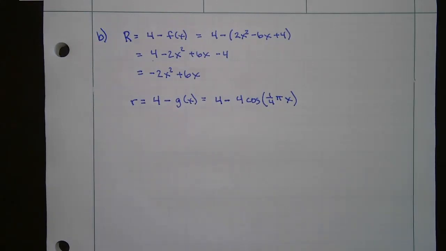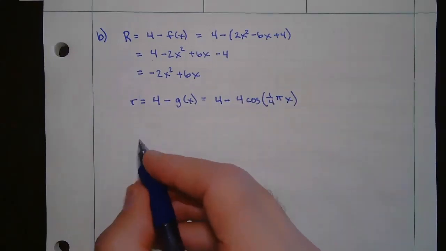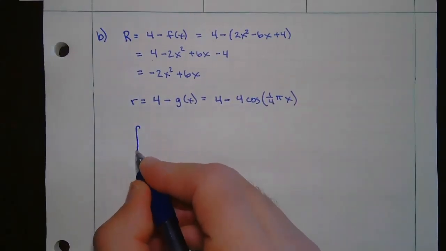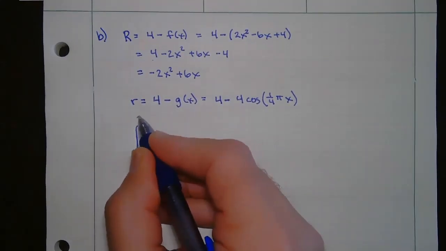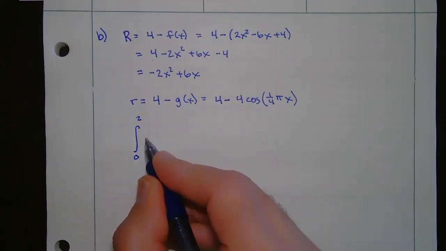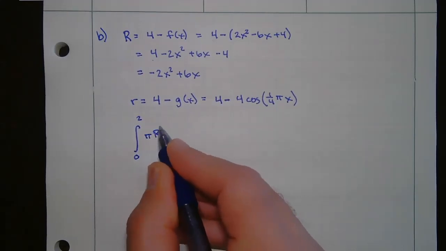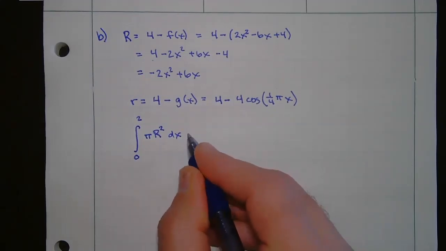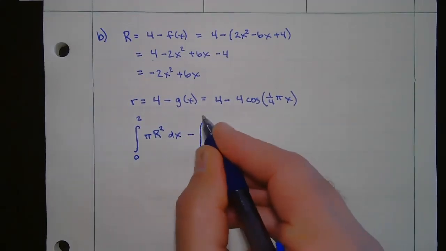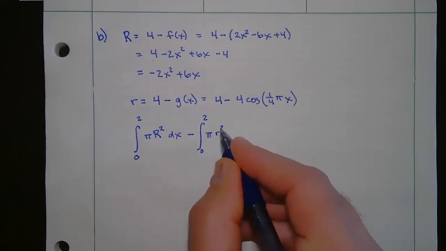Now remember, we're creating a disk, right? Which is the area of a circle. And then we're going to make infinite thicknesses, right? And that's going to be my dx, right? So what we're going to do is we're going to integrate. The general idea of this is we're going to integrate from 0 to 2, okay? And we're going to take pi big R squared dx, and then minus the integral from 0 to 2 of pi little r squared dx.